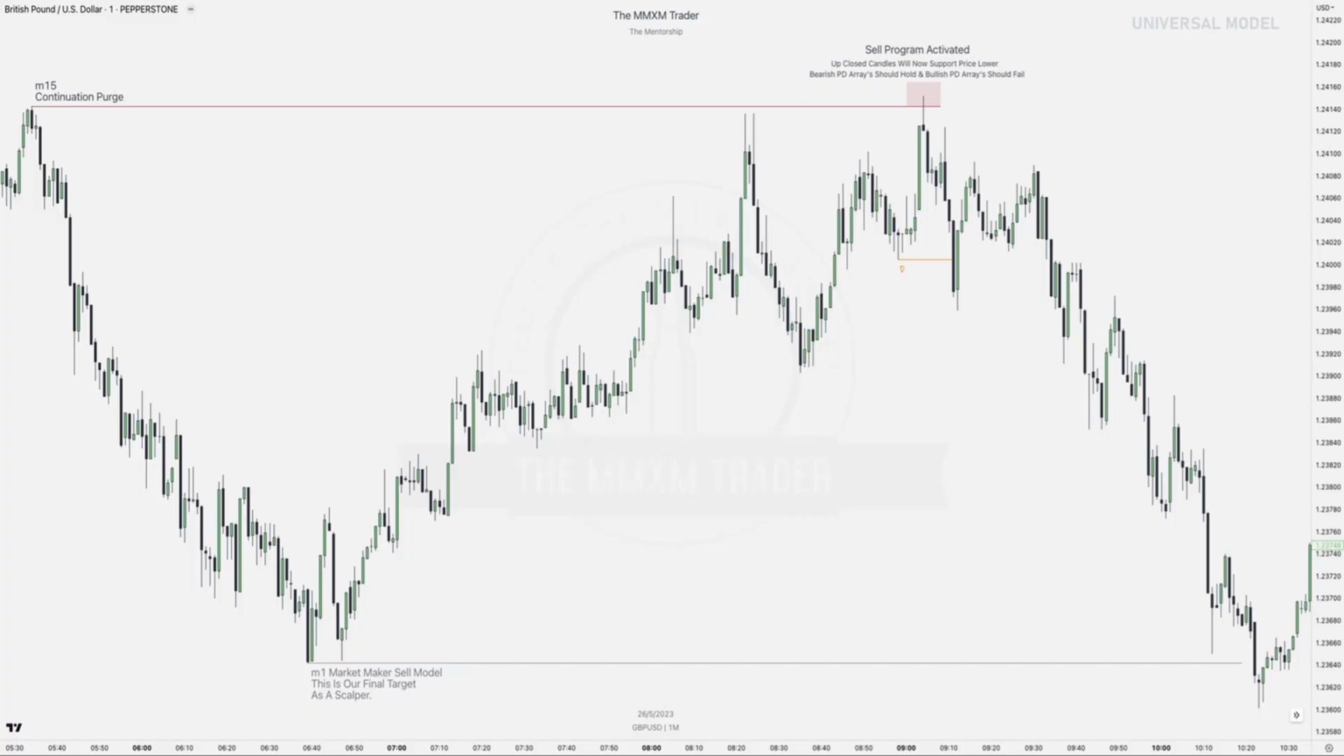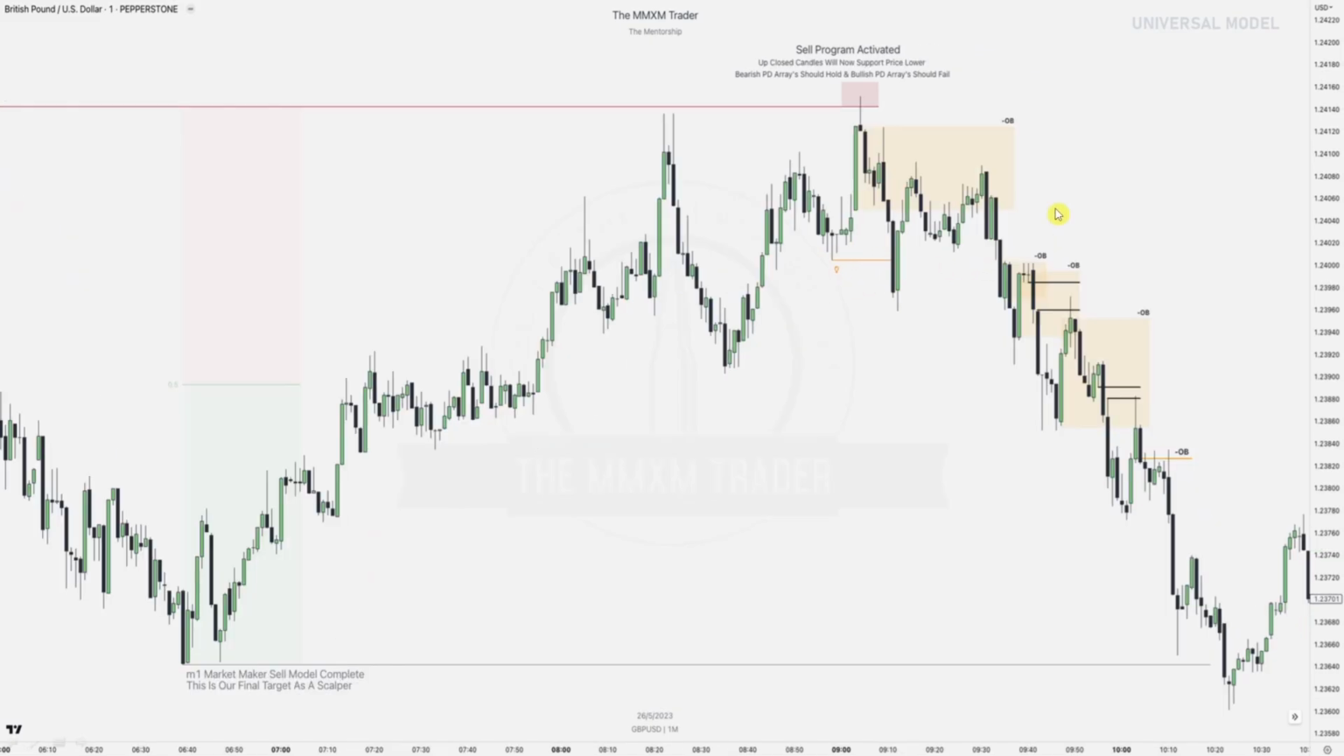So again, all up close candles will now support price lower. Bearish PD arrays should hold and the bullish PD arrays should fail. And then we are in sell side of the curve, right? So we're waiting for that break of structure on our short-term perspective. It happens over here. We want to be in the correct time zone, right? We're going to outline that later, but as I can see down here, we are in the New York kill zone, right? So all up close candles should now support price lower. And we can see that over here.